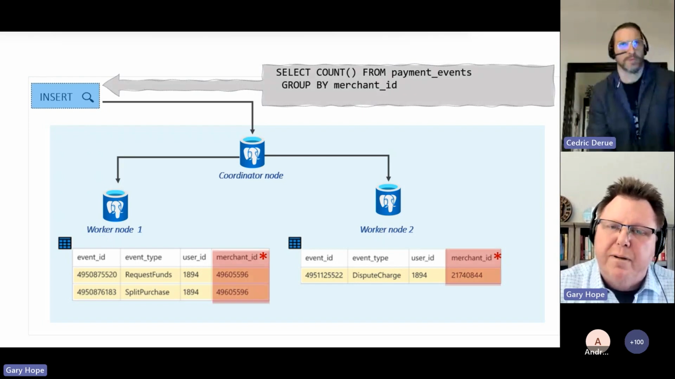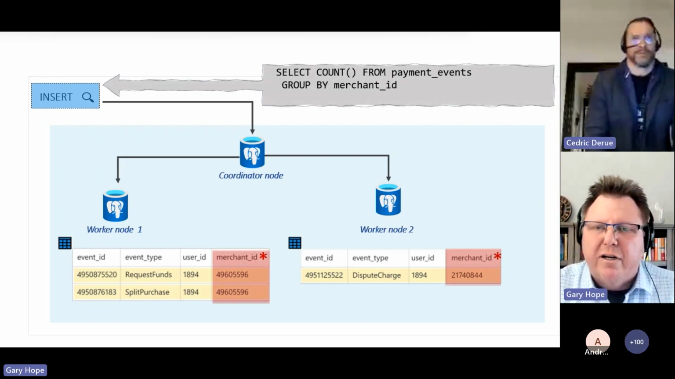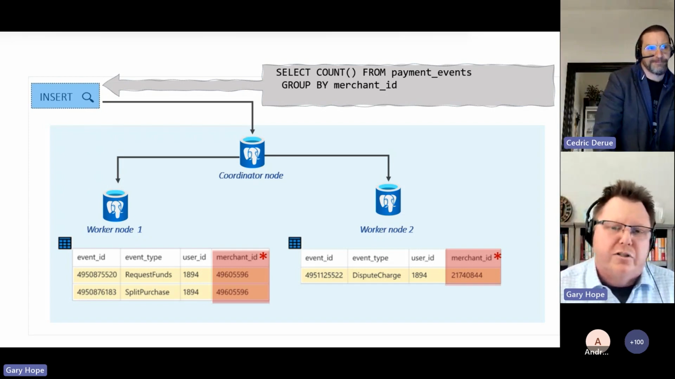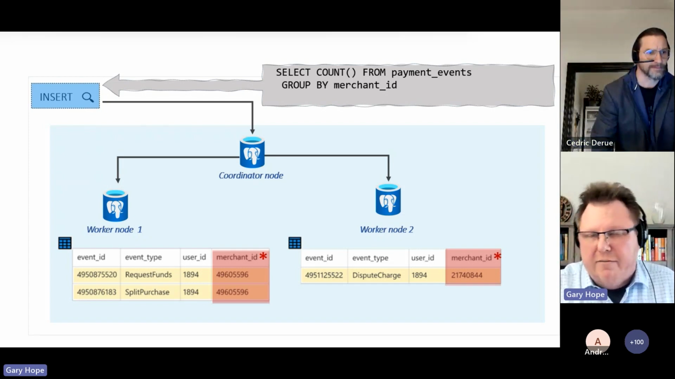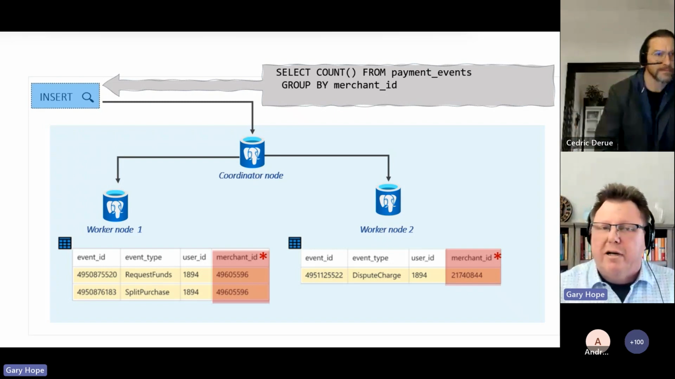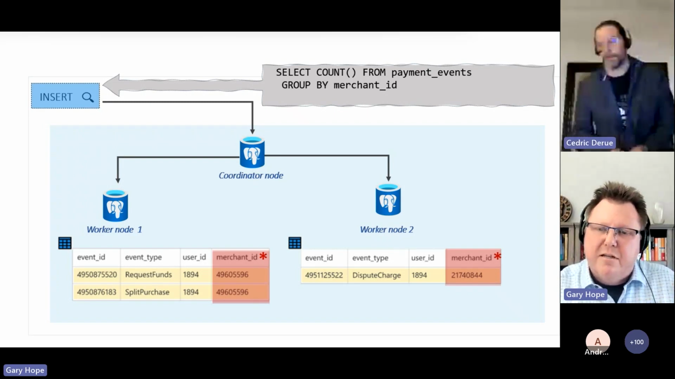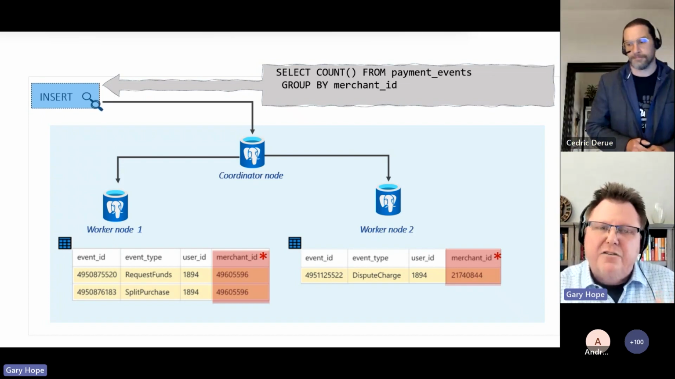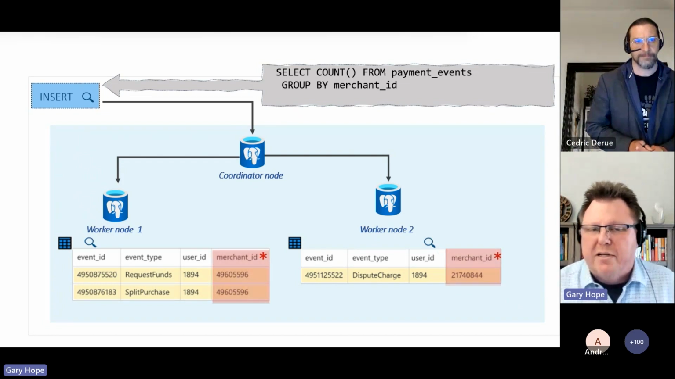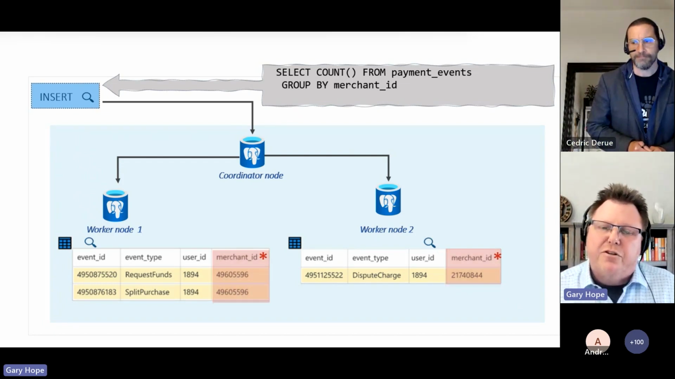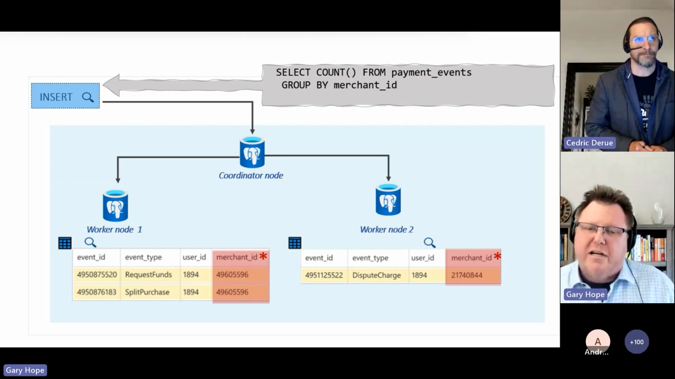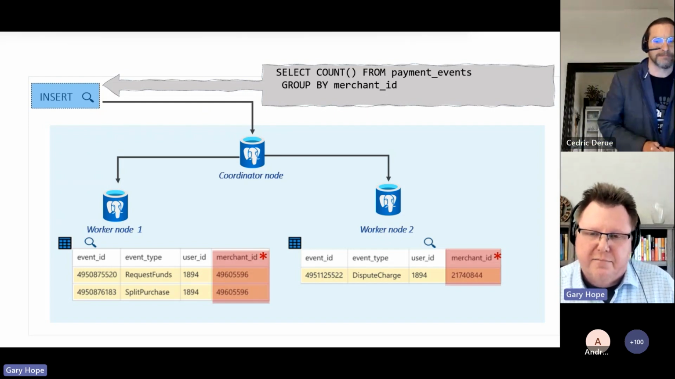If we have a look at a more complicated query, let's have a look at an aggregate query where we want to count all the transactions for each merchant, kind of a complete list. In this case, the query would be received by the coordinator. It would assess the query needs and send it to all worker nodes. Each worker would calculate its subset of the merchant data and return the result to the coordinator, which would then combine the results and return them to the client.